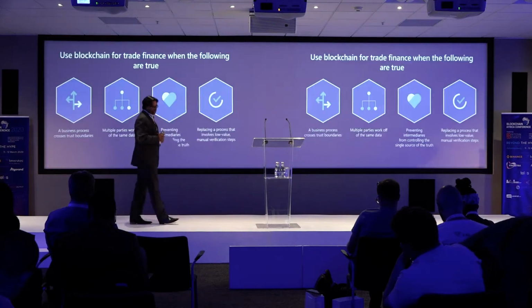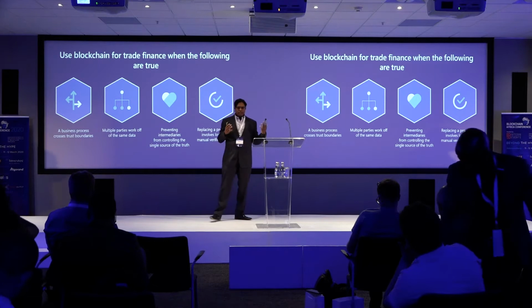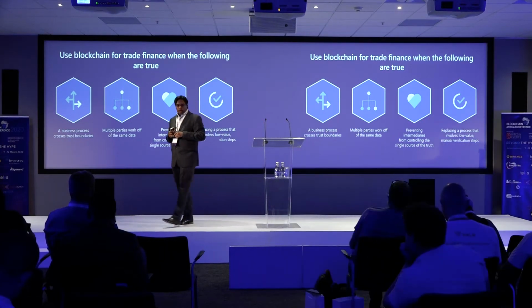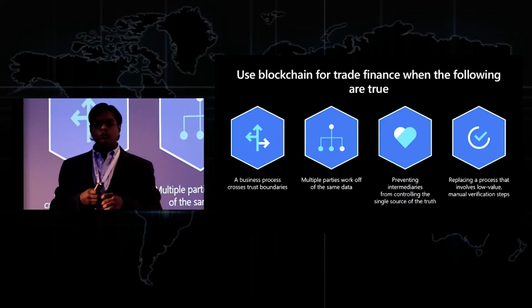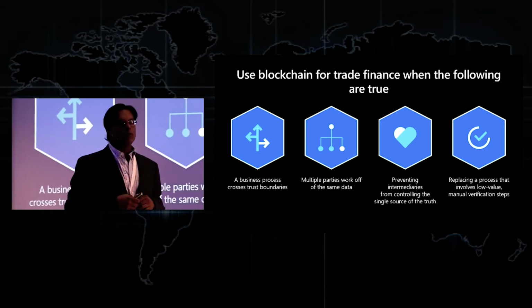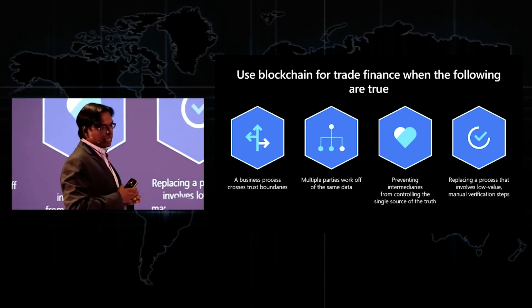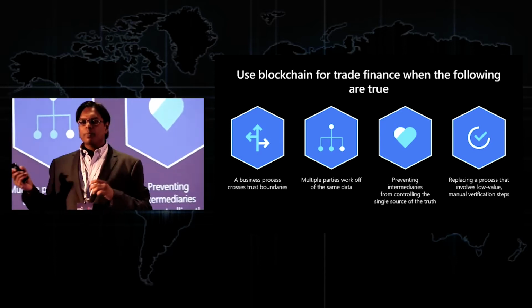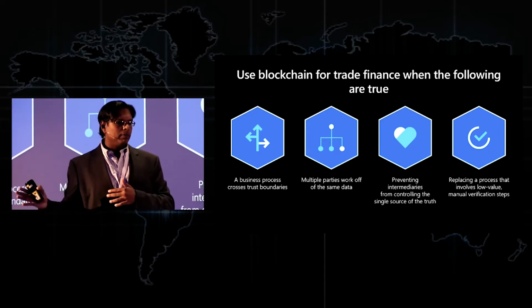So great. A bit of a guideline slide. Use blockchain for trade finance when the following are true. A process crosses trust boundaries, as business processes do, increasingly in the world of globalization and free trade. Multiple parties work off the same data or need to share data. You could put data on a public chain like Ethereum, or you're going to build a consortium chain because you don't want the data to be public.